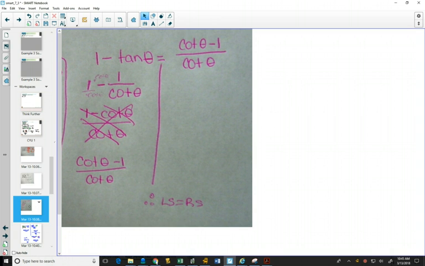This next example decided what would happen if I changed the tangent to cotangent. So they worked on the left-hand side, changed the tangent to cotangent. It's a little hard to see here, but the 1, they're multiplying the top and bottom by cotangent theta to get a common denominator, and then they get cotangent theta minus 1 over cotangent theta. Now, in this proof, both of these strategies are the best strategies for this one.